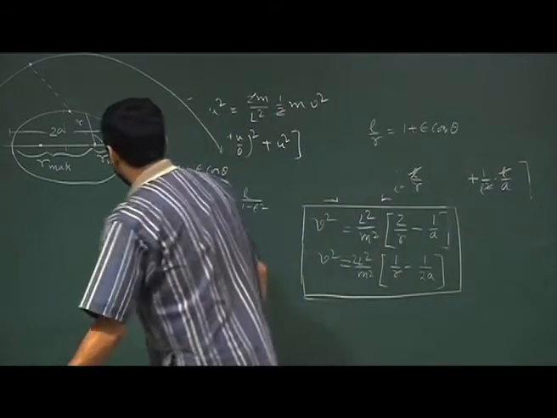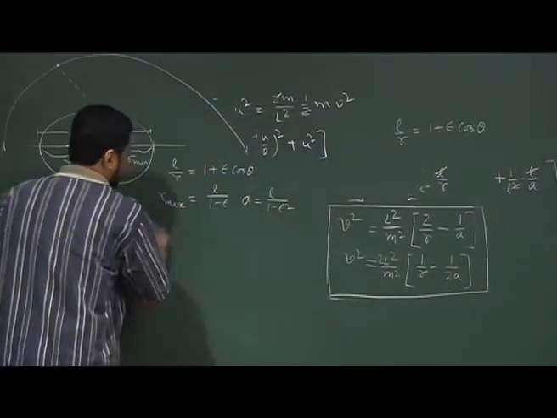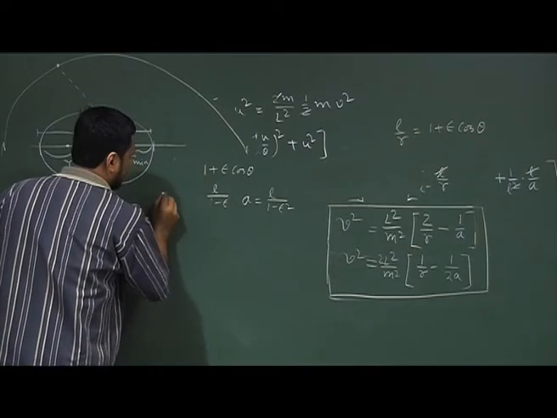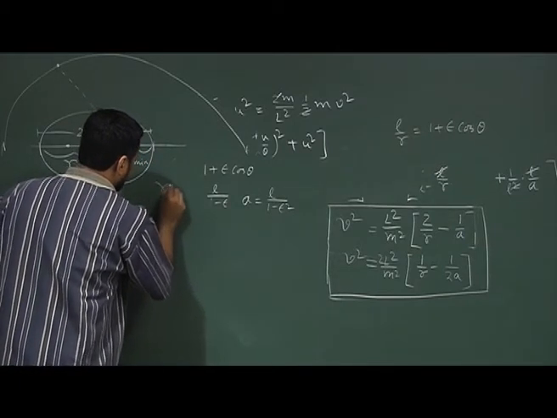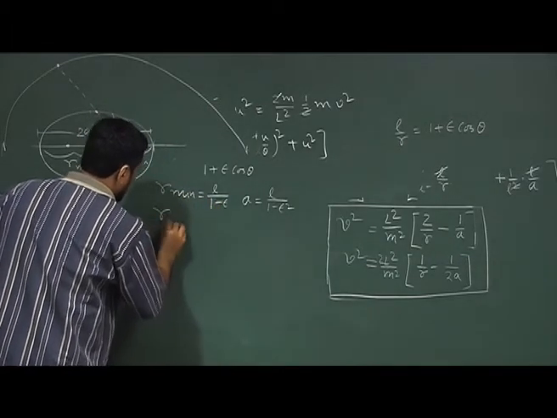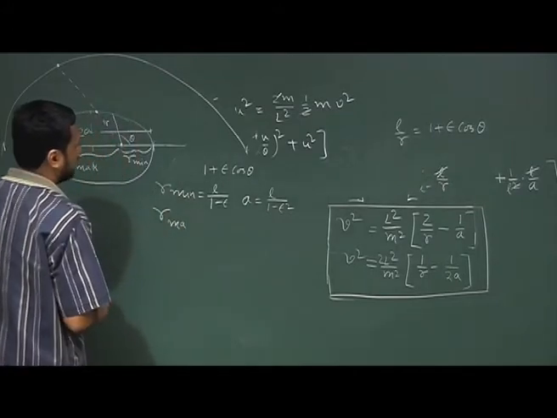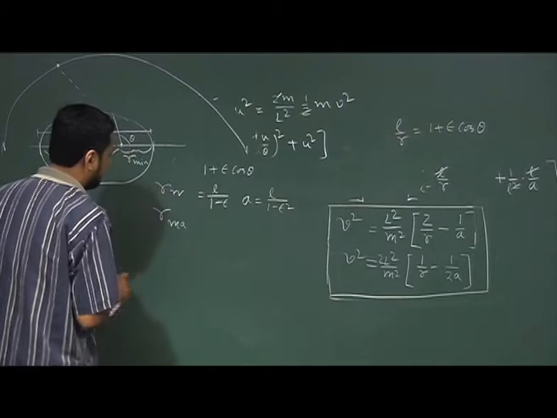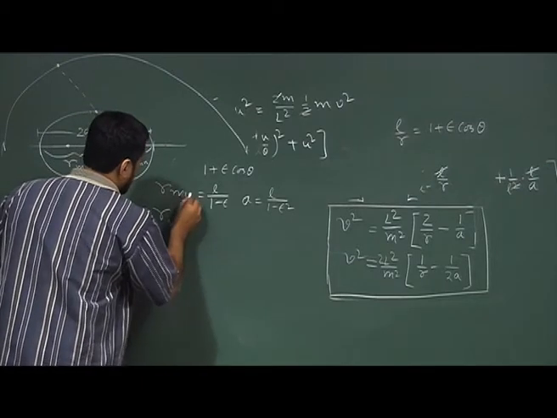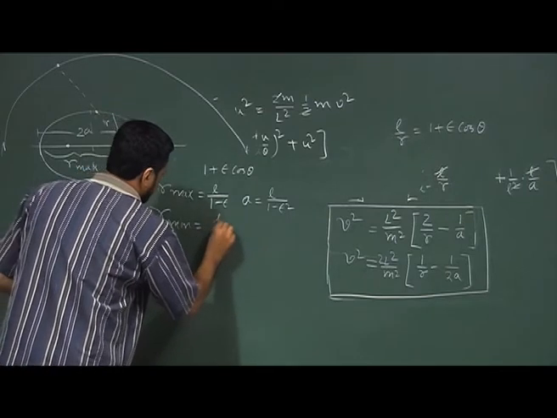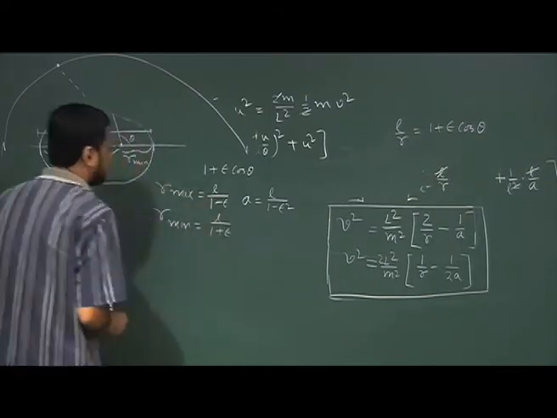Okay. So, we have discussed, oops, sorry, I need this. This is r min is equal to L by 1 minus epsilon, r max is equal to L by 1 minus epsilon, and r min is equal to L by 1 plus epsilon.